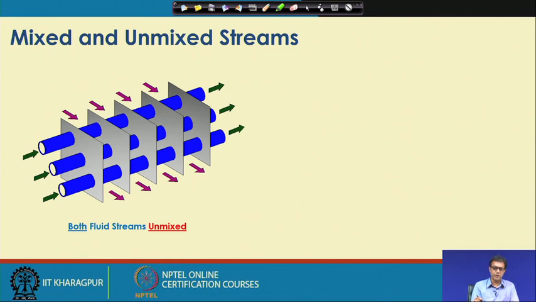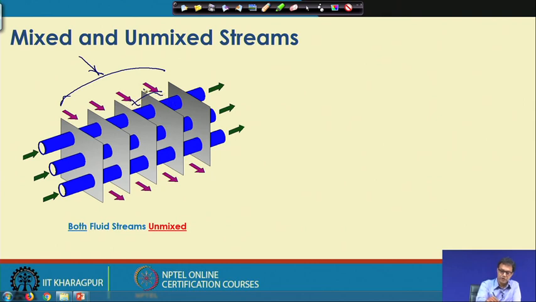So, in the mixed and unmixed stream fluid, in this configuration we are saying that both the fluid streams are unmixed. Here we have a finned tube heat exchanger where the tubes are separated. This fluid stream is coming from a particular pipe getting distributed to different sides. So, this is not mixing with this fluid, they are separated by these fins.